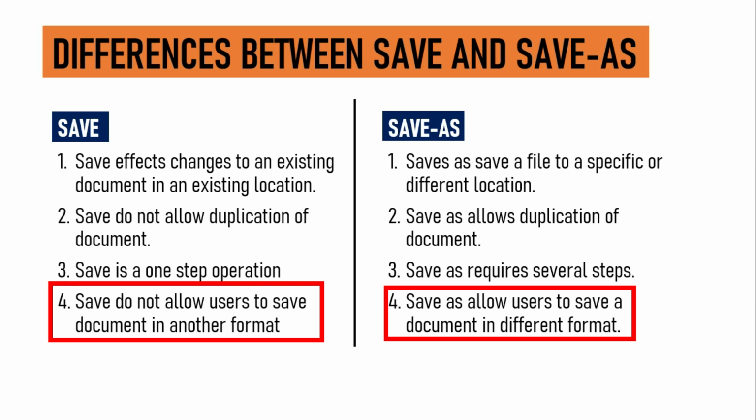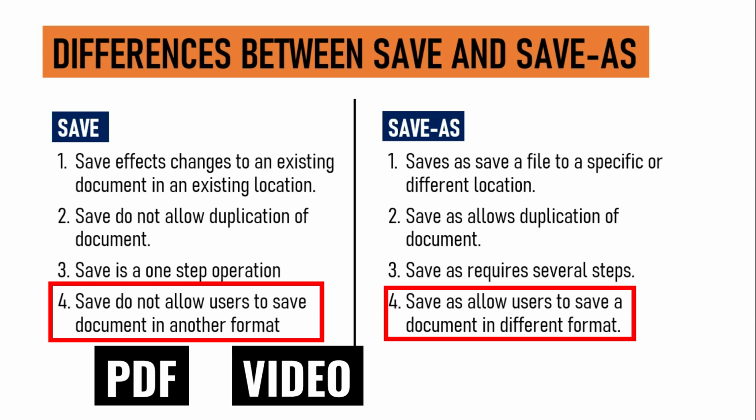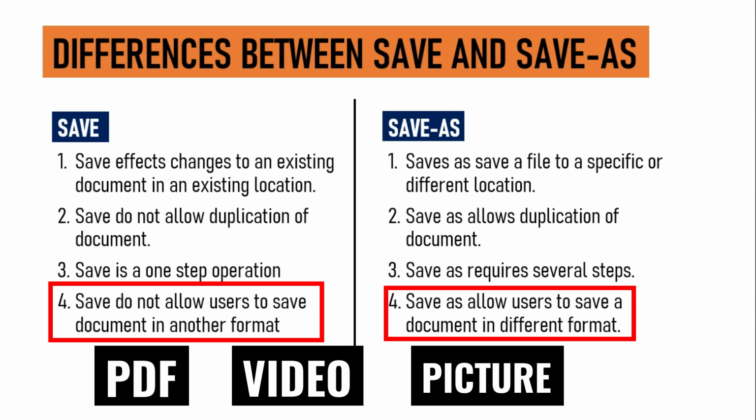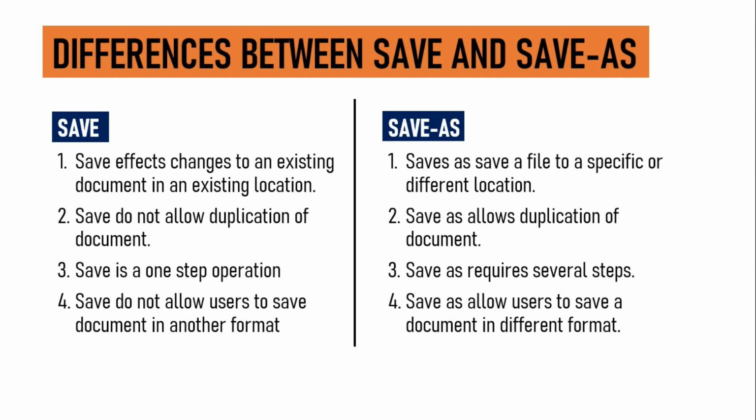And what are some of the formats we are talking about? It can be a PDF, it can be a video format, it can be a picture format. This kind of save as command gives you room to save your Word document in different formats. And as I said, I'll walk you through the practical illustration on how these commands work.